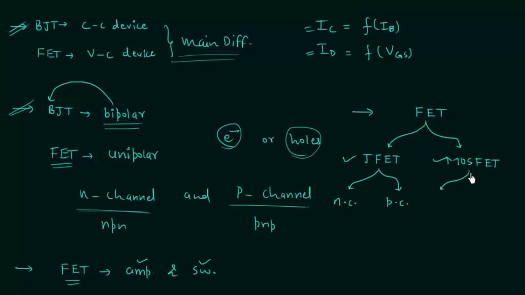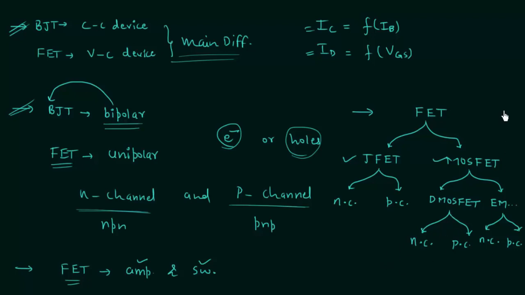MOSFET we can classify into two types. The first one is D MOSFET, and the second one is E MOSFET. And again we can classify D MOSFET into two types, N channel, P channel. E MOSFET we can classify into two types, N channel and P channel. So this is all about the hierarchy we are going to follow in this chapter.